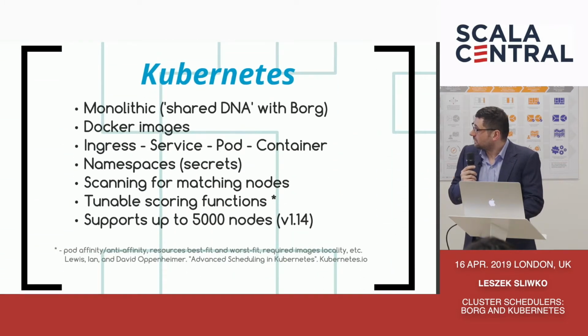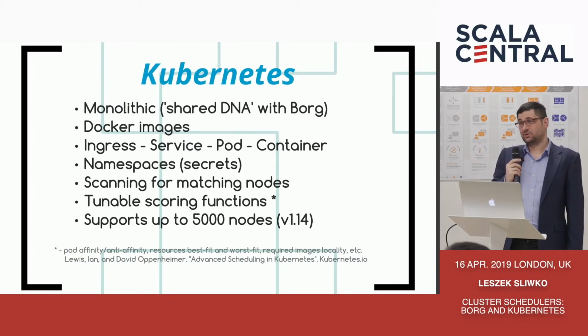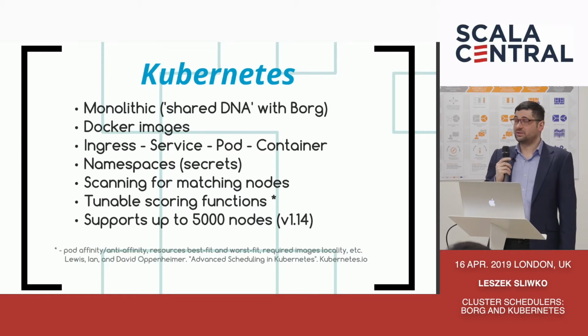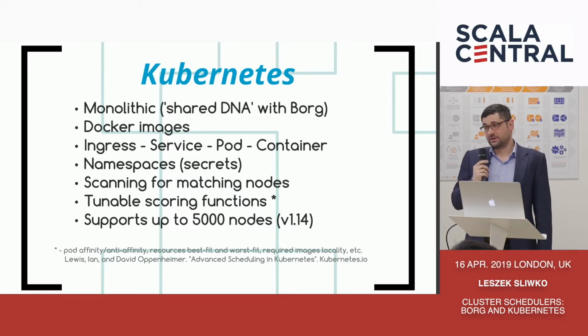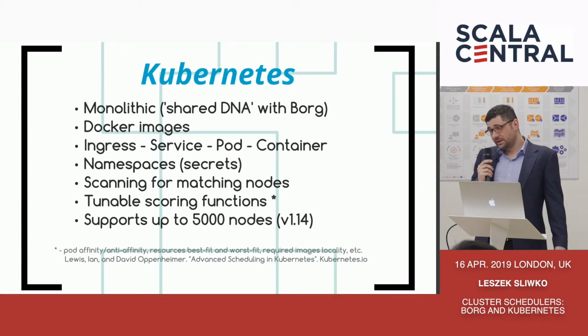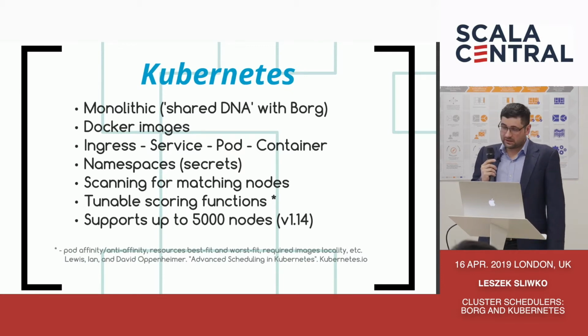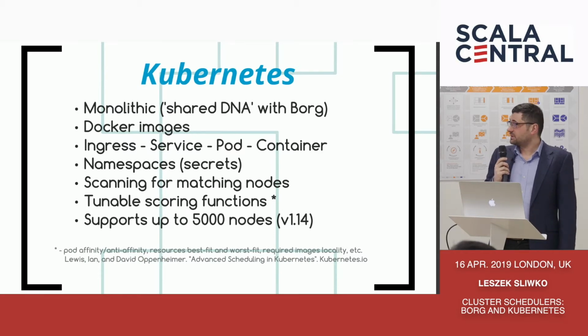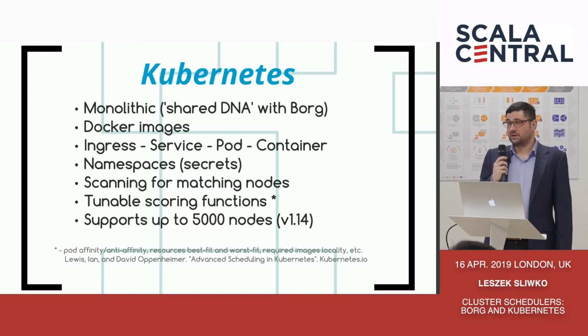All right. How does that all go to Kubernetes? Kubernetes is not Borg. However, it's sharing DNA. They don't disclose what exactly is shared. From my reading, it comes mostly to the scoring function. Kubernetes works, most of the time, on Docker images. It has a three-layer structure, where ingress and service provide a proxy server and fault tolerance. Pod is the logical unit, and containers actually run the application.